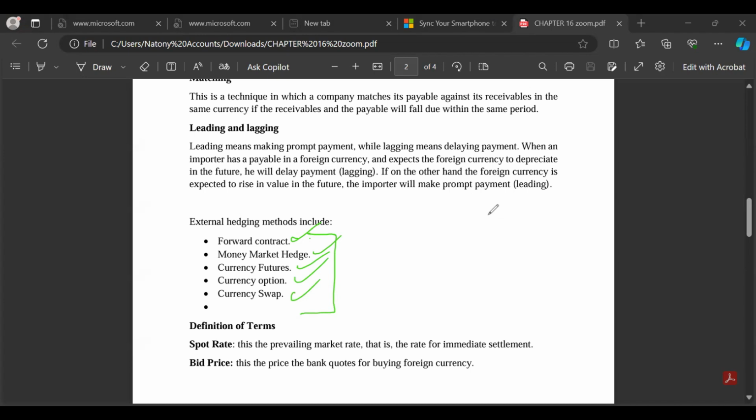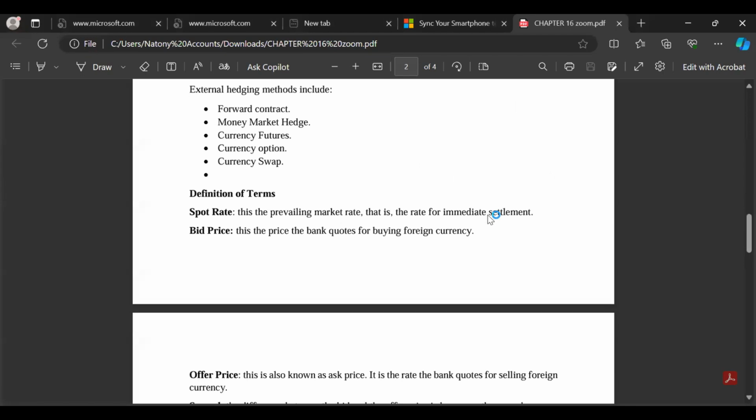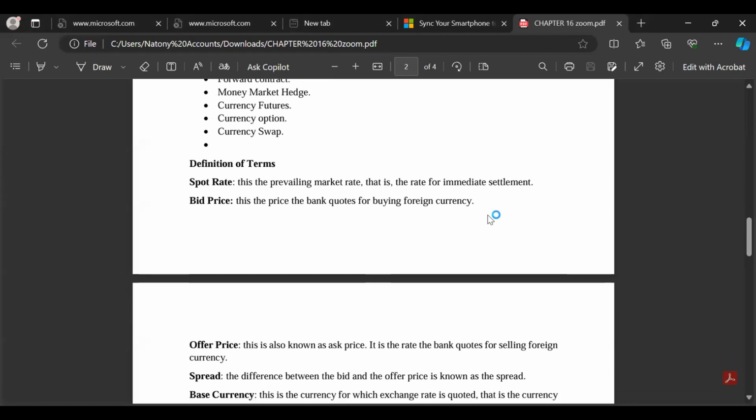So these are the external hedging techniques. In this video, I will only be taking one of these techniques, which is the forward contract. Before I go into the calculation of the forward contract, I would like to do a little explanation about the forward rates and the spot rates.